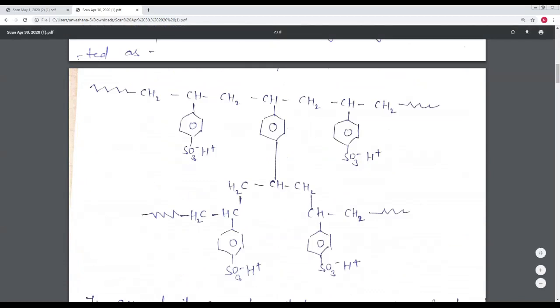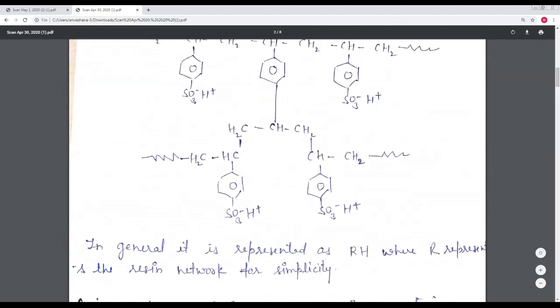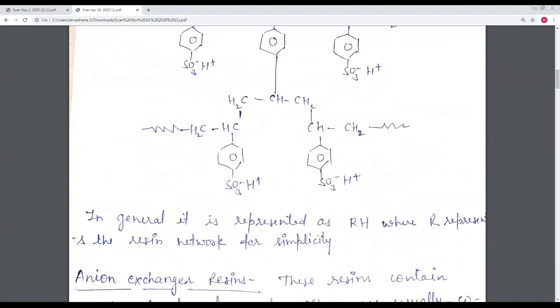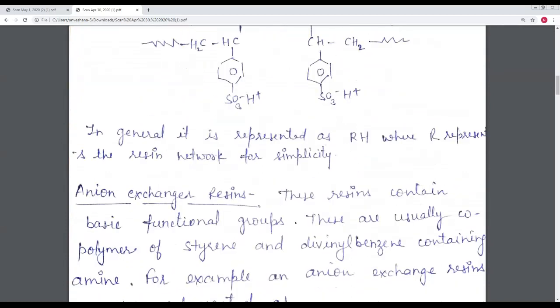For example, a cation exchange resin may be represented as this structure. So this is the cation exchange resin, and we can represent it as RH, where R is the resin network for simplicity. And the other is the anion exchange resin.